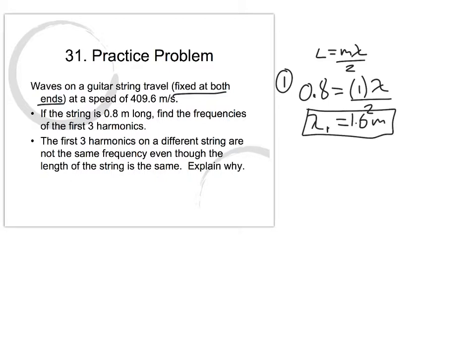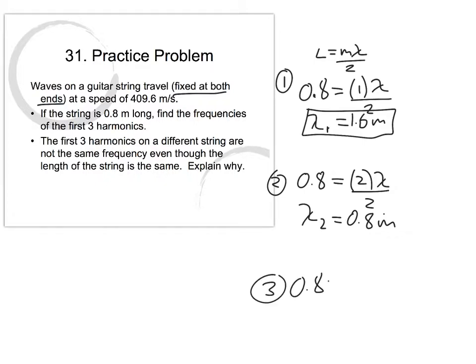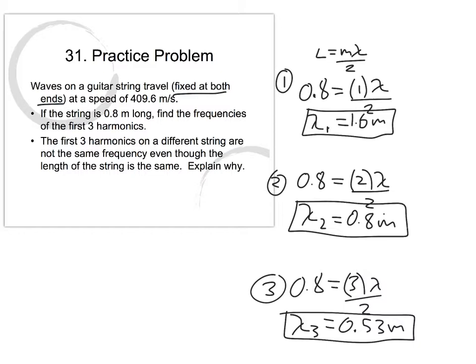I can do the same thing with my second harmonic. I can say 0.8 equals m, which is now 2 times lambda over 2, which means the lambda for the second harmonic is 0.8 meters. And then I can do the same thing for the third harmonic: 0.8 equals m, which is now 3 times lambda over 2. And so the lambda for my third harmonic ends up being 0.53 repeating. Right? So I now have the wavelength for my first three harmonics, and I can use that combined with this velocity to find my frequency.